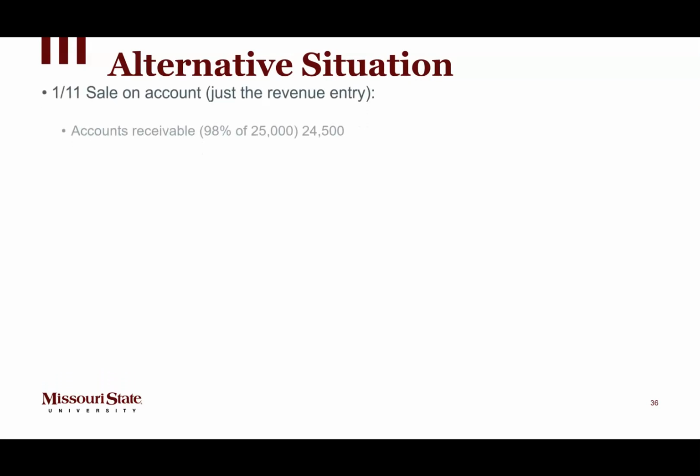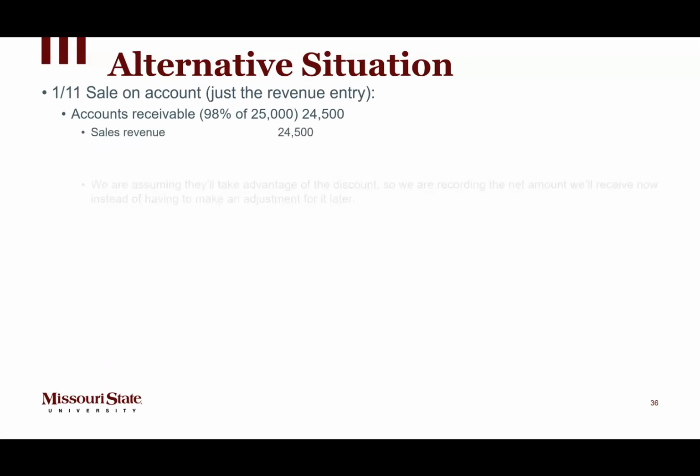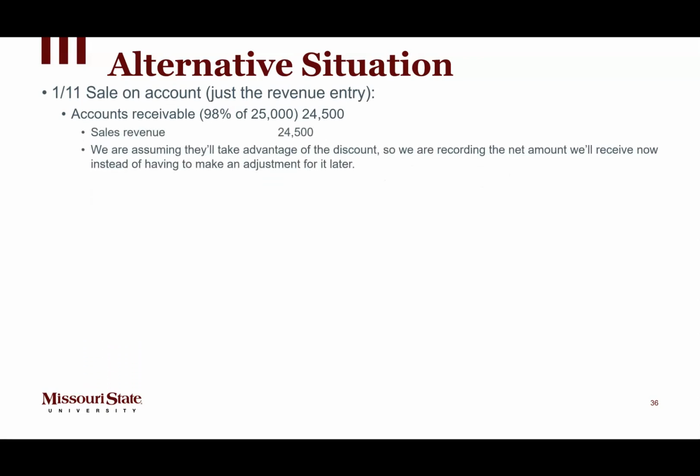All right. So we could do just the revenue entry, right, for this 111 sale on account, okay? So we would increase our AR by $24,500. We would also increase our sales revenue by $24,500. In this instance, we are assuming they're going to take advantage of that discount, right? So we're recording it net. This is that net method that we talked about in class, okay? This is just in the hopes that we don't have to make an adjusting entry later, okay?